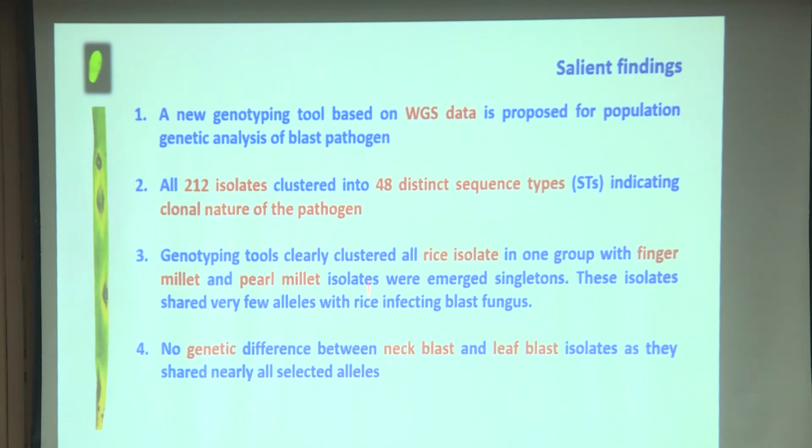And the genotyping tool clearly revealed rice isolates in one group, while the finger millet and pearl millet isolates emerged as singletons, and these isolates shared very few alleles with the rice-infecting blast fungus. And of course, all neck and leaf blast isolates shared all the alleles. So, you can make some robust interpretations and strong conclusions.